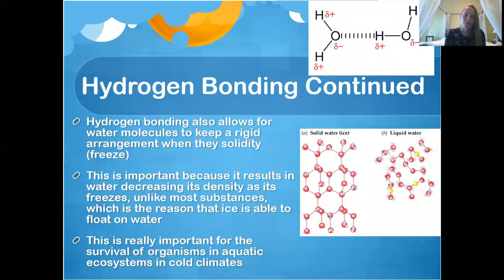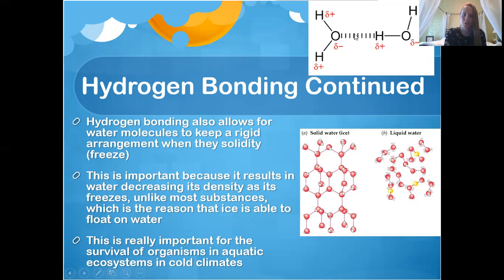Hydrogen bonding also allows water molecules to keep a really rigid arrangement when they freeze. This is actually why water is one of the few liquids that expands as it freezes, because these hydrogen bonds really hold the different molecules apart from one another when they're frozen. That's what this is showing down here. You have these hydrogen bonds that are holding the water molecules in a really rigid ice shape. That's really important because it means that ice is less dense than liquid water, which allows it to float on top of liquid water, which is the only reason that aquatic ecosystems are able to survive throughout winter months here in Canada and in other cold climates.